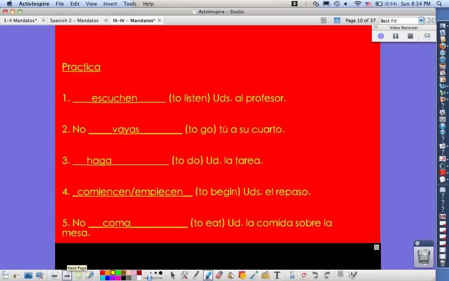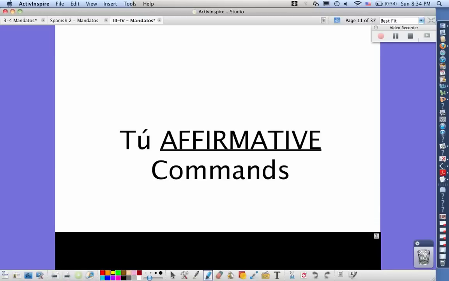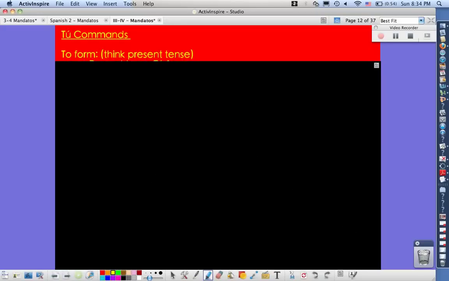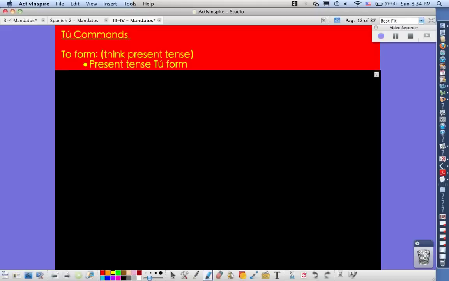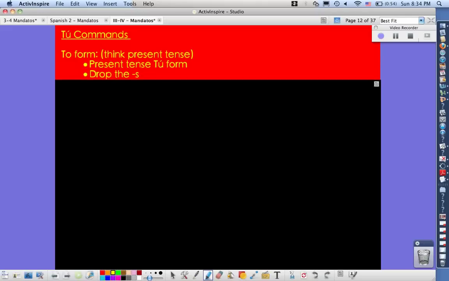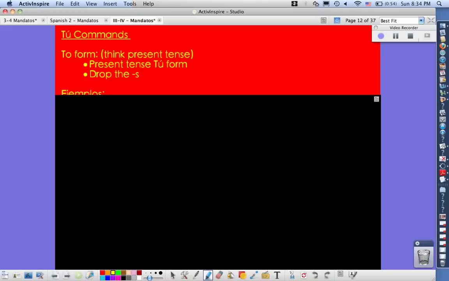Alright, taking a look, I wish I could tell you that's all, but of course that's just your negative tú and your usted, ustedes forms in both affirmative and negative. The next thing we're going to go ahead and take a look at are your tú affirmative commands, and that'll complete them. Tú affirmative commands are pretty simple. Again, you need to think present tense. Go to the present tense tú form, drop the S. There you have it.